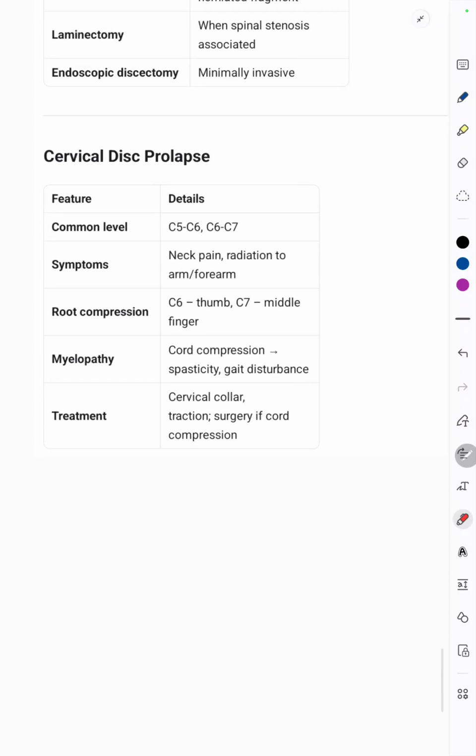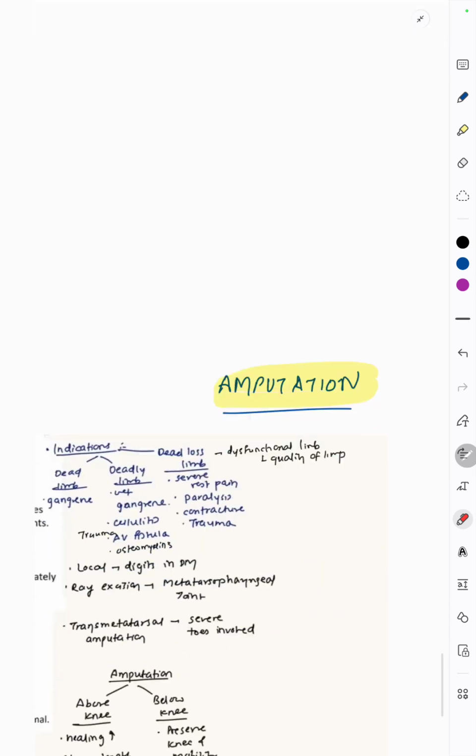In cervical disc prolapse, it is common in the C5, C6 and C6, C7 region. There is neck pain that is radiating to the arm. Root compression of C6 will lead to pain in the thumb and C7 in the middle finger. Then management is a cervical collar or Philadelphia collar, and surgery if there is cord compression.